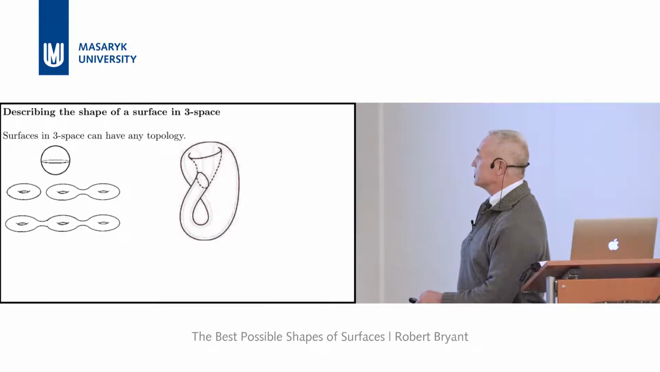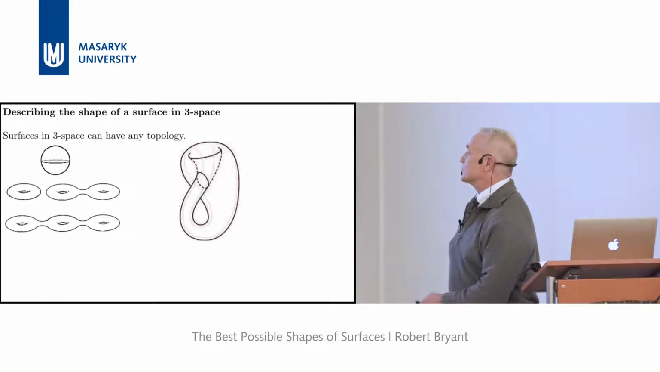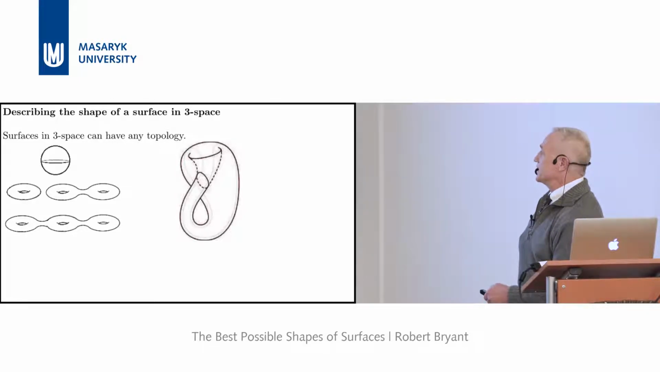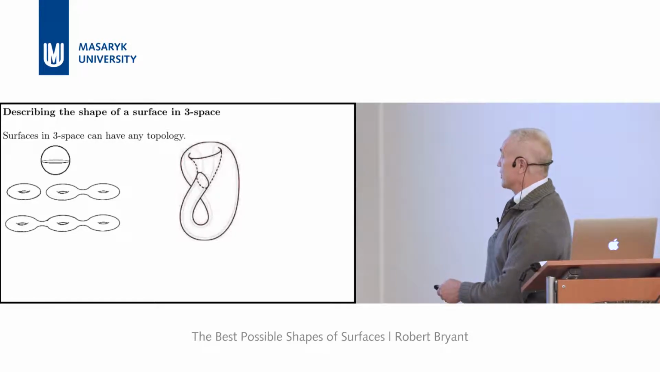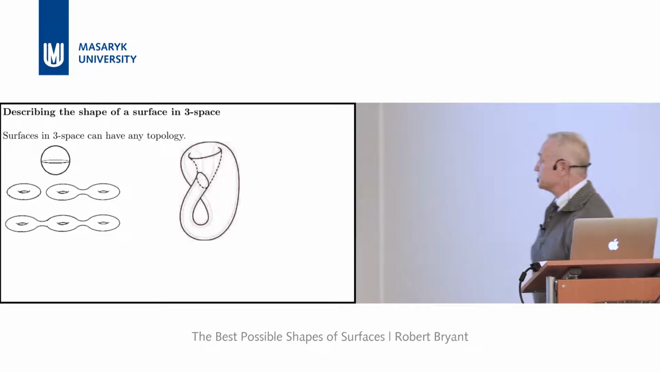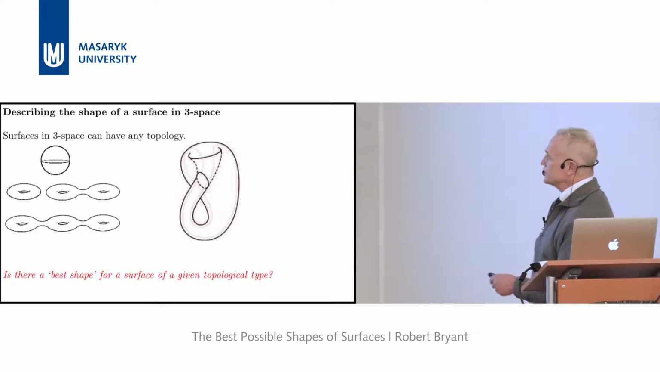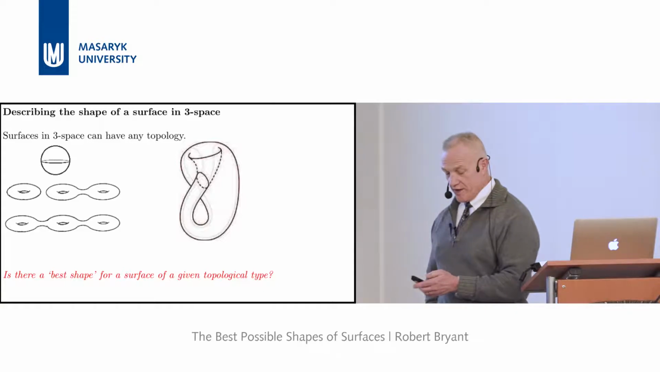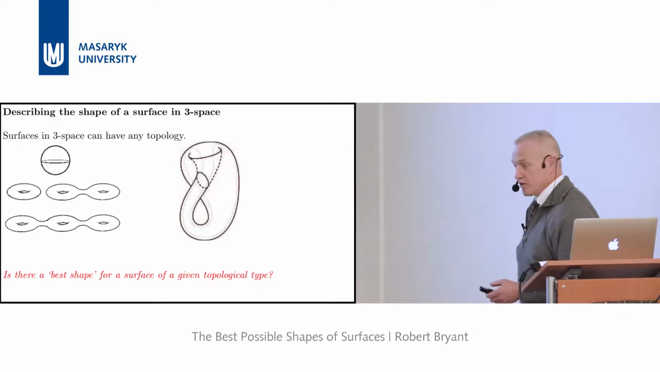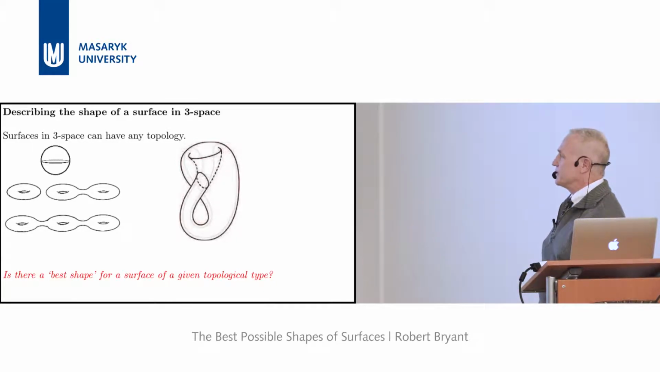I'm going to be interested in both the orientable and the non-orientable case, but I'll have more to say about the non-orientable case a little later. The question that I want to raise, and I want to discuss how it can be formulated mathematically and what that means, is for each one of these surfaces, is there a best possible shape for it?